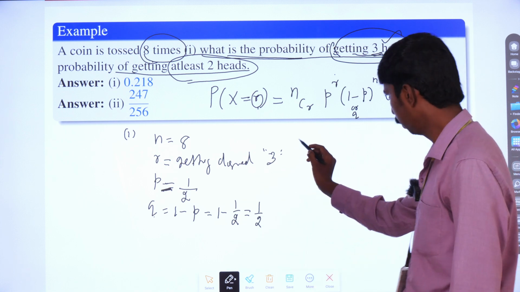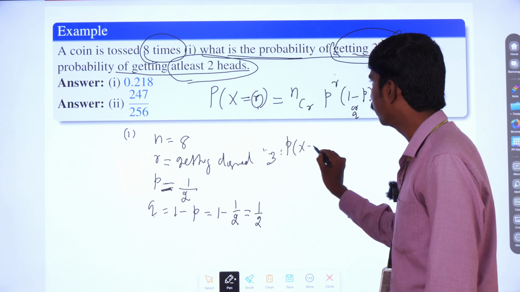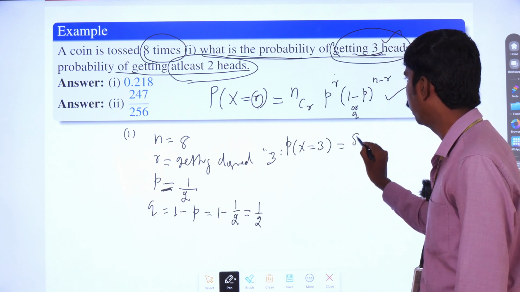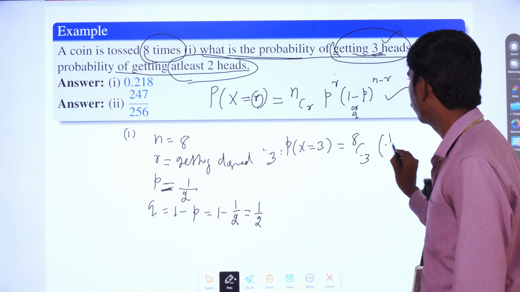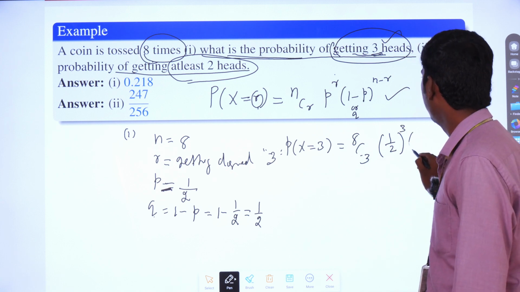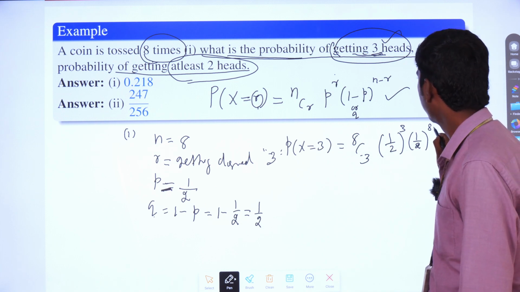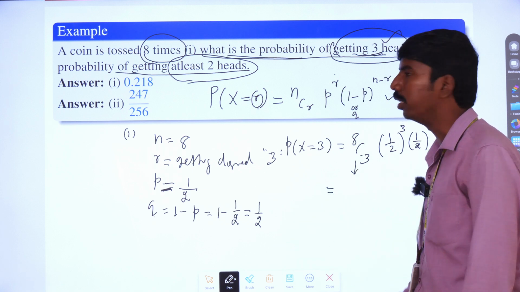So now I am going to substitute in this formula, that is probability of x equal r, where r is 3. Therefore I know the value of n is 8, then 8C3 into p value, which is 1 by 2, then 1 by 2 power 3, then 1 by 2, again 1 minus p is 1 by 2, power 8 minus 3. So here I should know only how to write this 8C3.